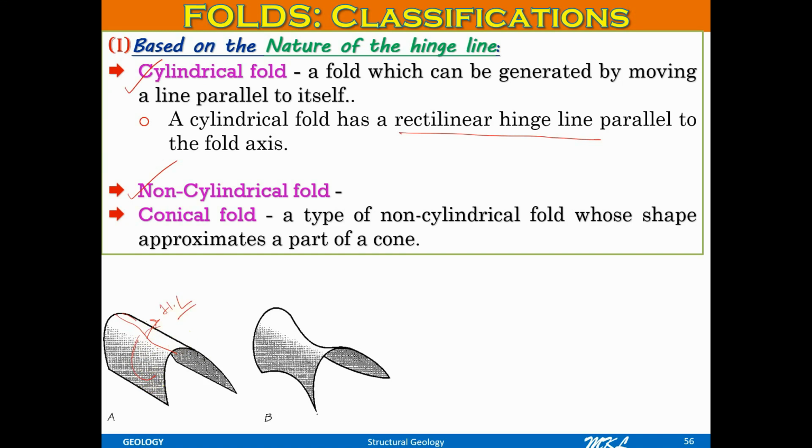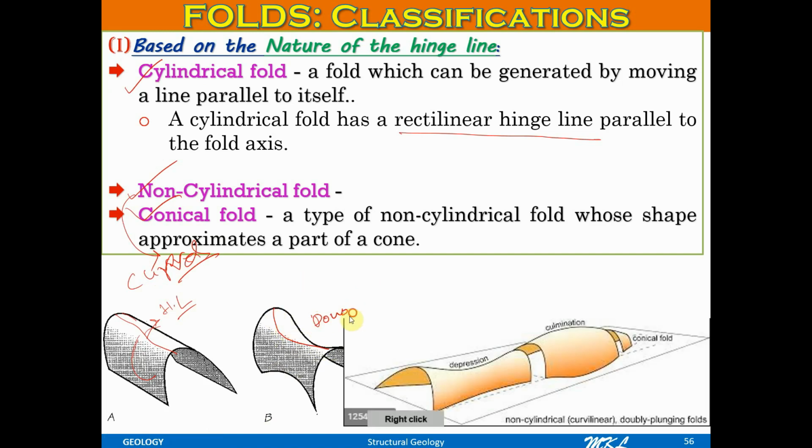A fold which cannot be generated by moving a line is called a non-cylindrical fold. What types of folds are non-cylindrical? The first is the conical shaped fold, or it could be the curved fold. Here is an example of a non-cylindrical fold. The hinge line is curved, so it's a doubly plunging fold. This type of fold is a non-cylindrical fold.